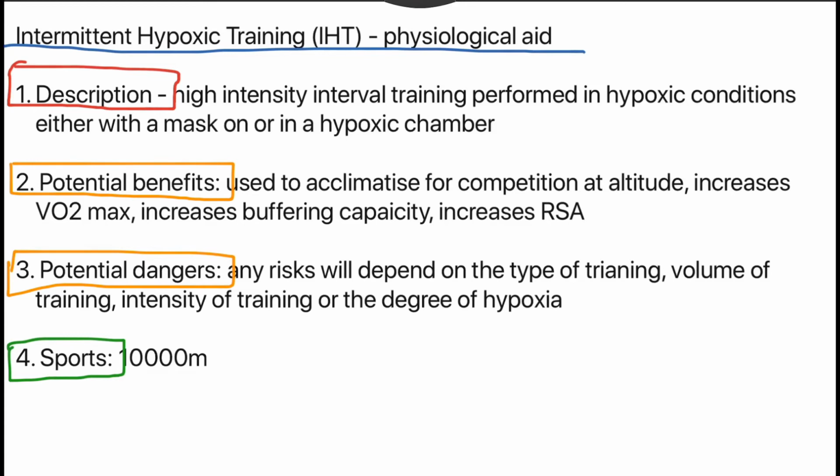The potential dangers, however, so basically, any risks will depend on the type of training, volume of training, and intensity of training, or the degree of hypoxia. So basically, type of training or volume of training, if you're overtraining, you will get injured. That's basically what it's saying. And the sports that these are commonly used in are 10,000 metres. It's kind of like altitude. It's the same reason why you use altitude training to get ready for an endurance sport, except now you don't have to go to altitude.